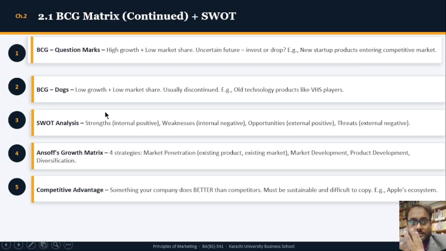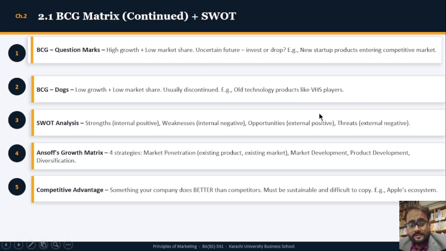Last, number four, is the dog. It has low growth, low market share, and is usually discontinued. An example is old technology products like VHS players, which were discontinued from the market. This is an example of the dog category.